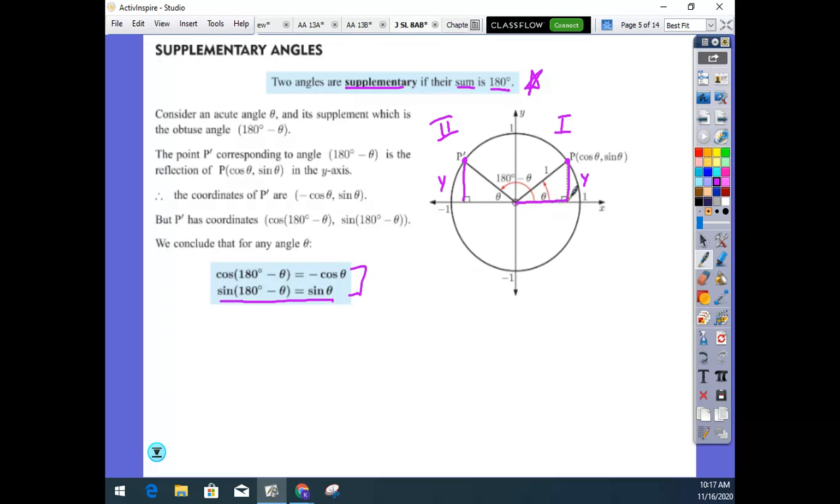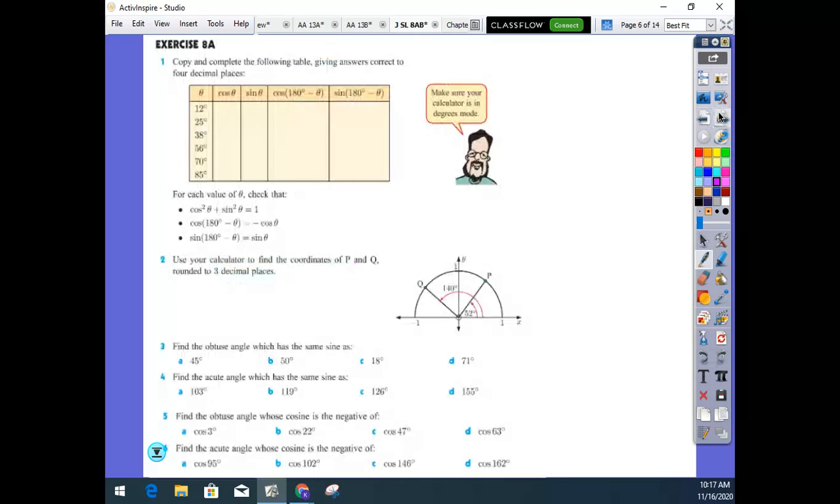And cosine is just going to be, because this is going in a negative direction, the opposite of cosine. Sine will be the same, cosine will be the opposite. All right, that's section A.